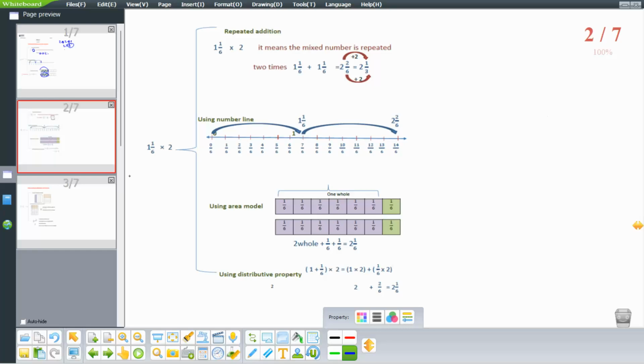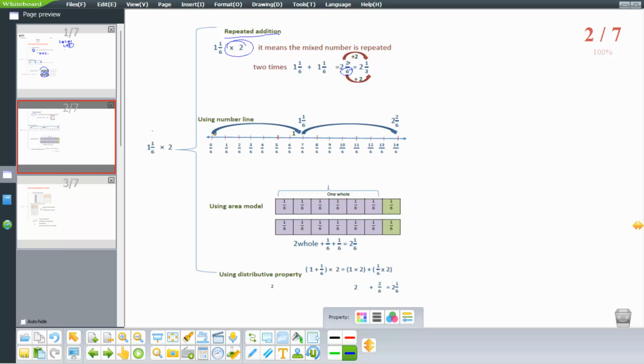Here, if we have 1 and 1 over 6 times 2, a mixed number by a whole number, using repeated addition, it is the same. 1 and 1 over 6 is repeated 2 times. So we add 1 and 1 over 6 plus 1 and 1 over 6. We have the same denominator, so put it as it is. 1 plus 1 equals 2, and 1 plus 1 equals 2.